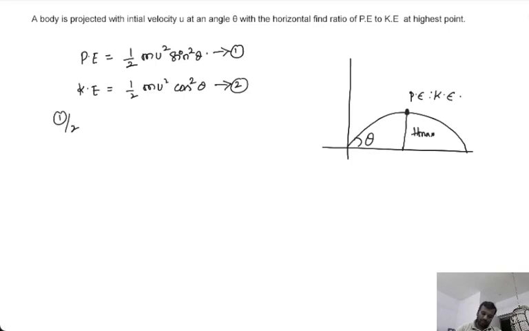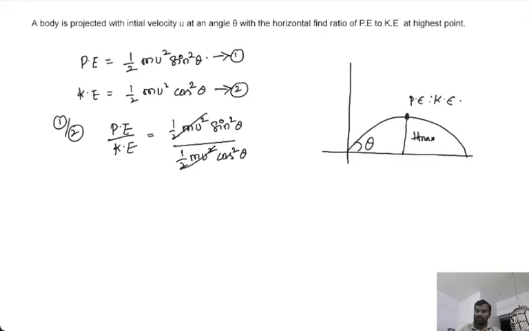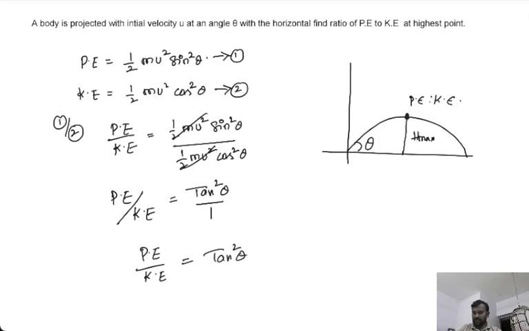Then equation 1 by 2: potential energy divided by kinetic energy is equal to 1 by 2 m u squared sine squared theta divided by 1 by 2 m u squared cos squared theta. The 1 by 2 m u squared terms cancel. Then potential energy divided by kinetic energy is equal to sine squared theta by cos squared theta, which is equal to tan squared theta divided by 1. So the ratio of potential energy to kinetic energy at the highest point is tan squared theta.